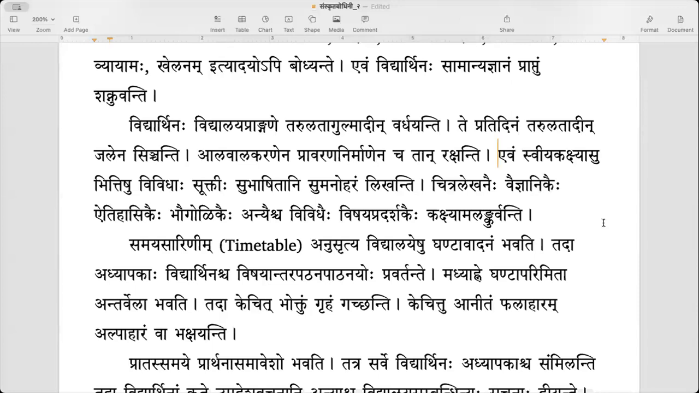Okay. Next. Chitralekanaihi vaijnanikaihi aitihasikaihi bhogolikaihi anyascha vividaihi vishaya pradarshakaihi kakshyam alankurvanti. So they also beautify the classroom with different drawings depicting subjects. Chitra lekhanaihi is pictures. Vishaya pradarshakaihi are charts. So different types of scientific, historical, and geographic charts displayed around the classroom.